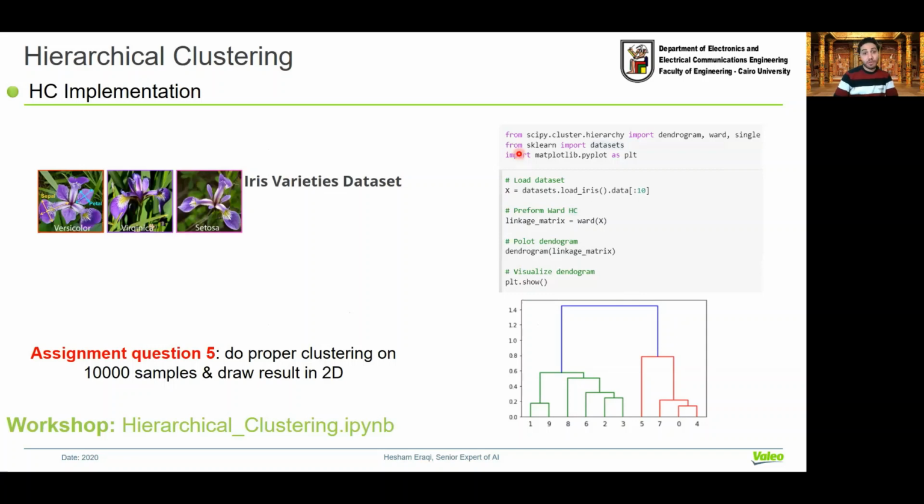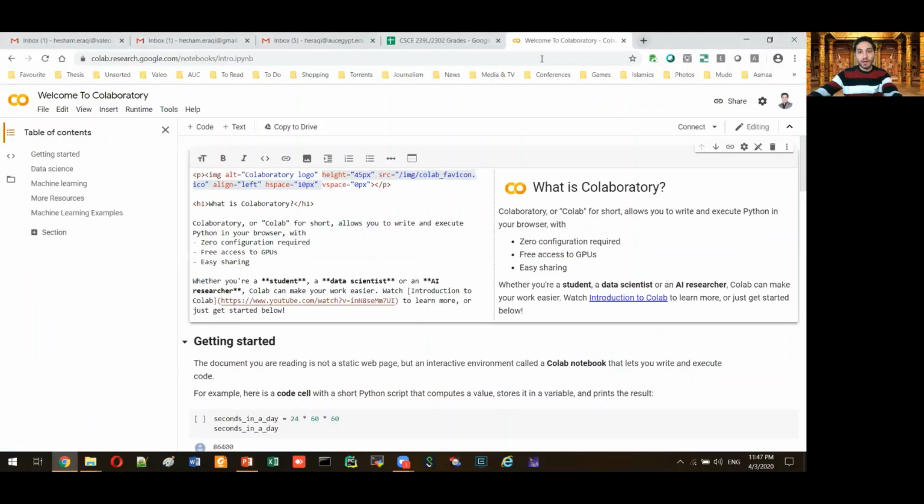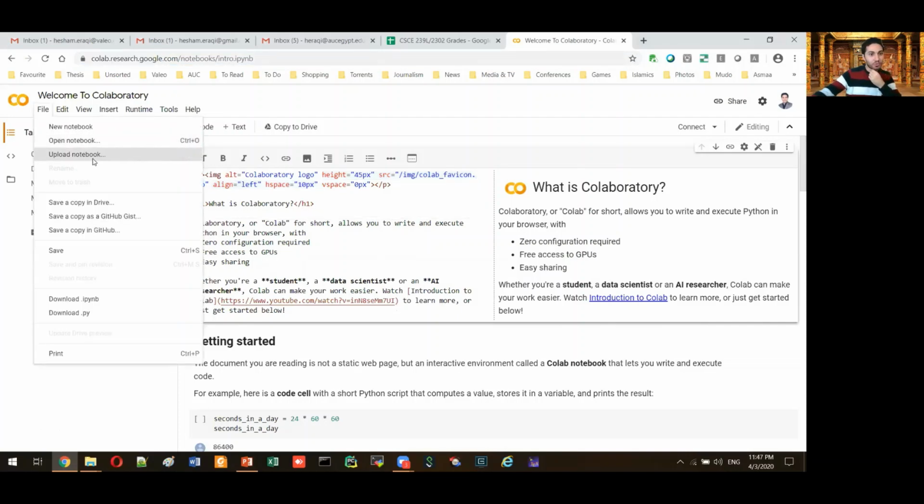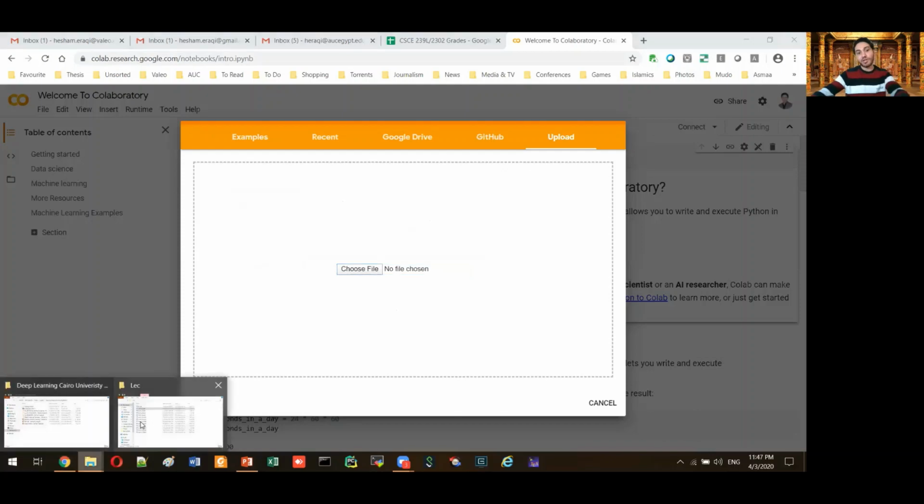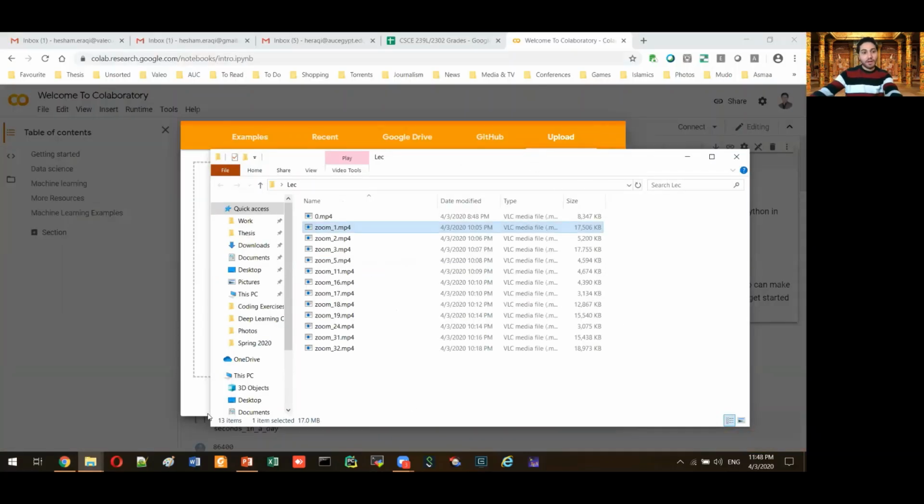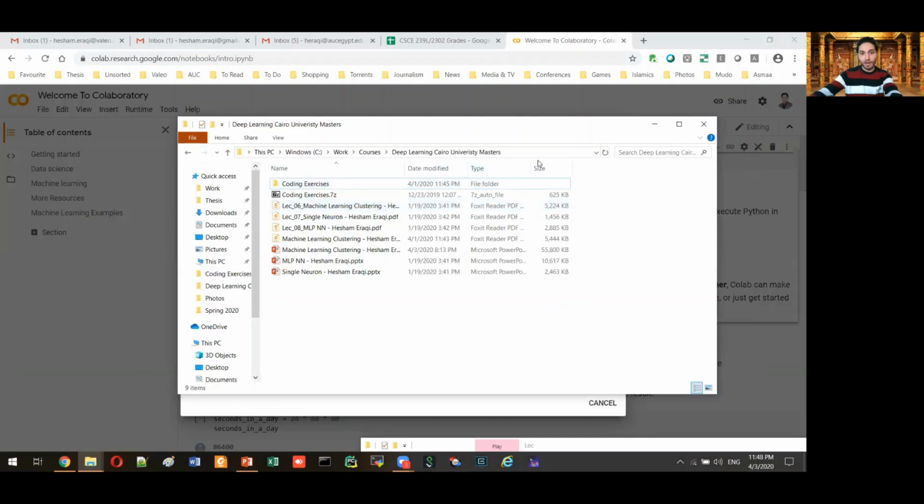Now we will discuss a quick coding exercise about how you can implement hierarchical clustering using the Scikit-learn library in Python, and how you can draw your dendrogram. So we will open Google Colab, colab.research.google.com. You will open a new notebook or upload the notebook that I will be sharing with you. Let's open our notebook.